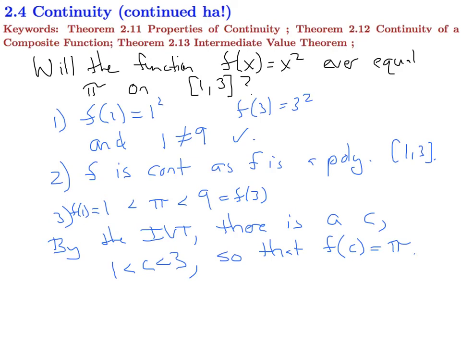Now this is also a good example that you should follow whenever you're solving problems using the intermediate value theorem. You really need to show the 3 steps and then your nice conclusion: by the intermediate value theorem there is a c that makes the statement true.